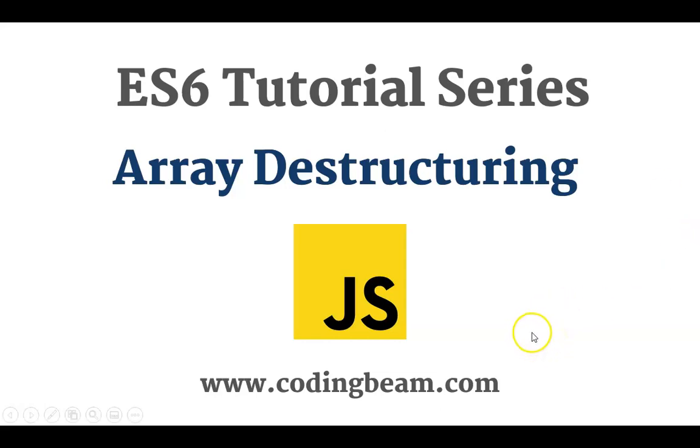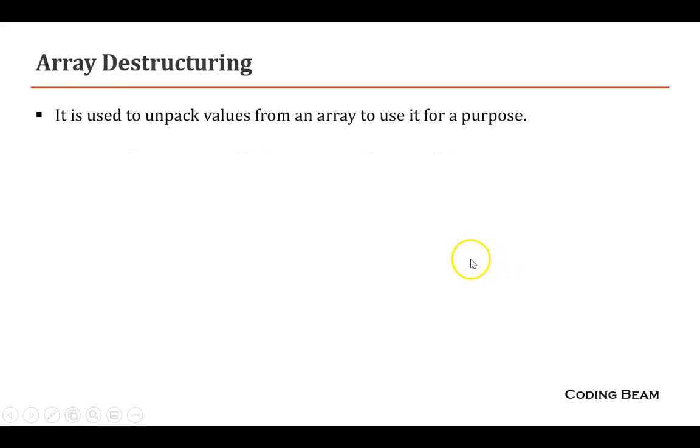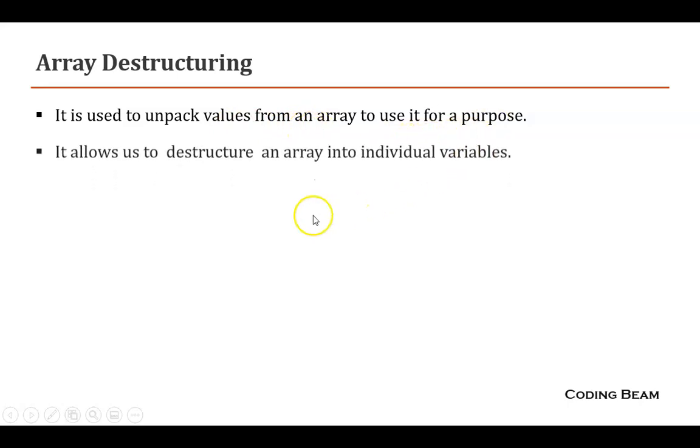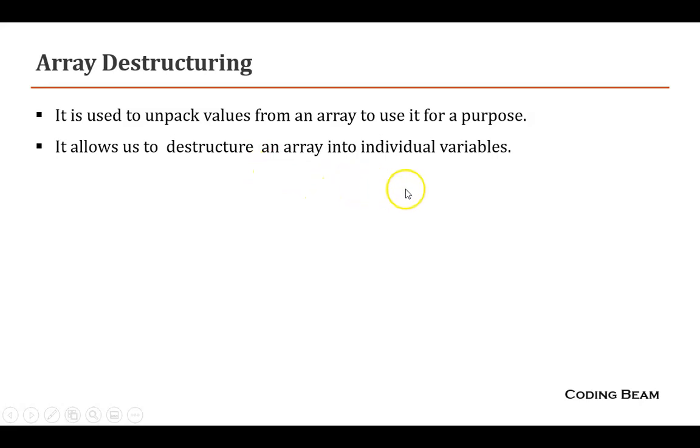So in this video we are going to learn about array destructuring in ES6. So what exactly is array destructuring? Destructuring is an efficient way to extract multiple values from the data which is stored in arrays or objects, and it is used to unpack the values from an array and use them for a purpose. It allows us to destructure an array into individual variables. ES6 provides a new feature called the destructuring assignment, which allows you to destructure elements of an object or arrays into individual variables.